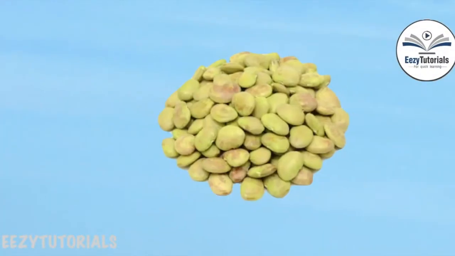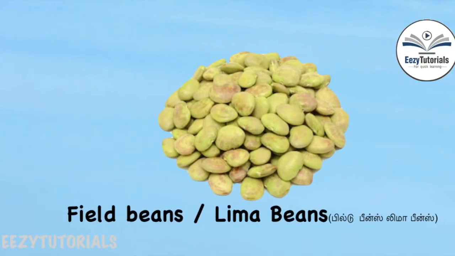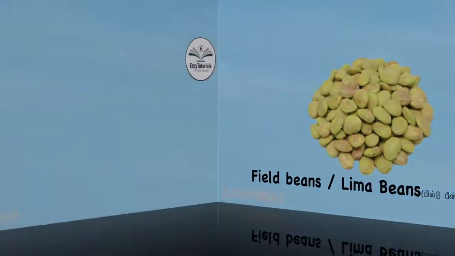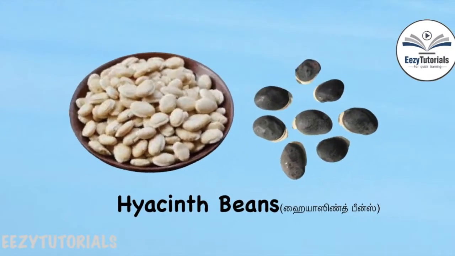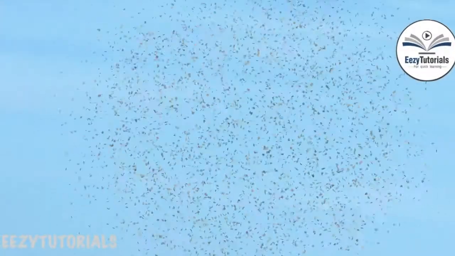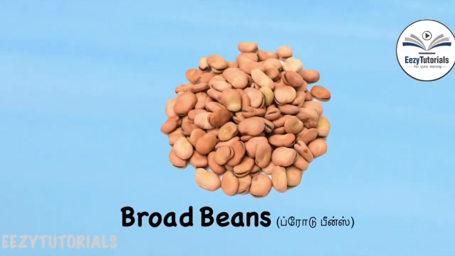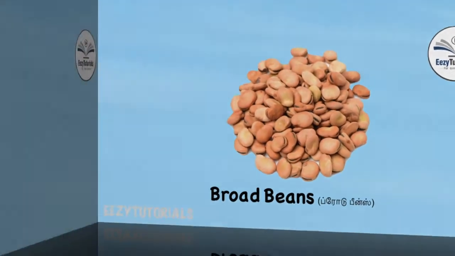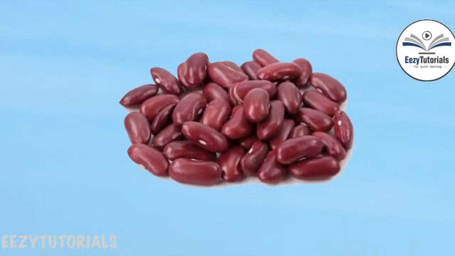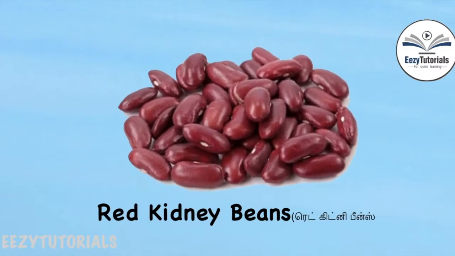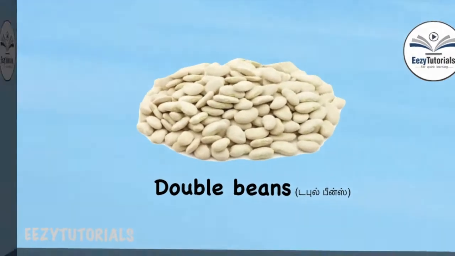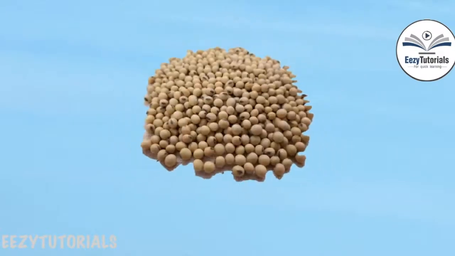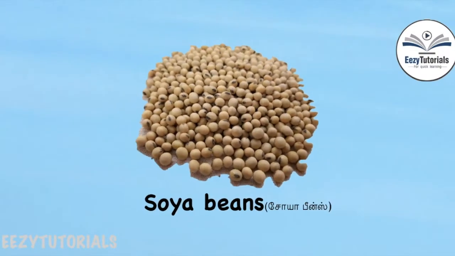Find this type of beans: field beans or lima beans. And this is hyacinth beans. Find this: broad beans. These kidney shaped beans are red kidney beans. Very long beans. What is this? Double beans. This is a colorful bean. What is this? Soya beans.